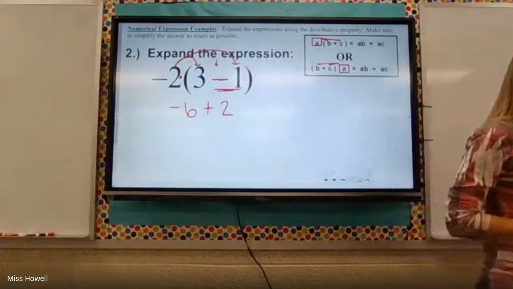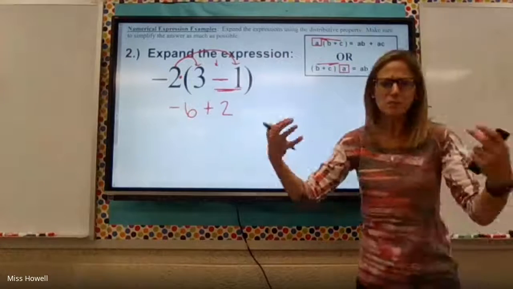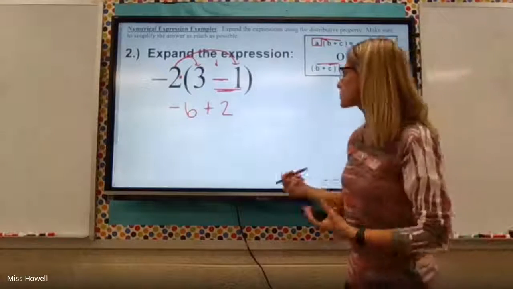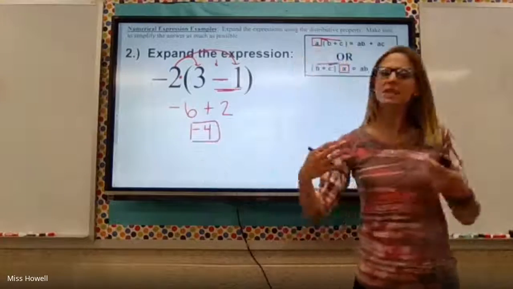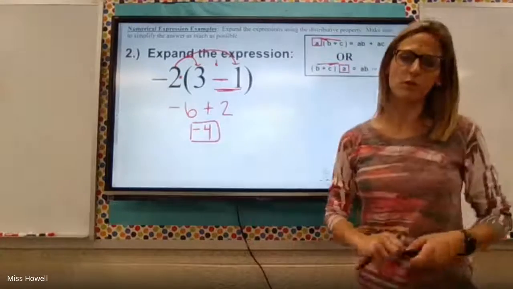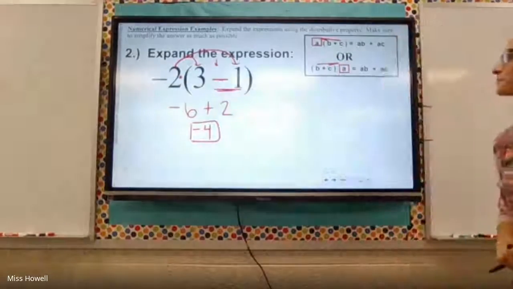All right, from there we want to keep going. We're not stuck. Those are numbers we could still put together. So negative 6 plus 2 would give us a negative 4. And it would give us the same exact result as if we had followed the order of operations.